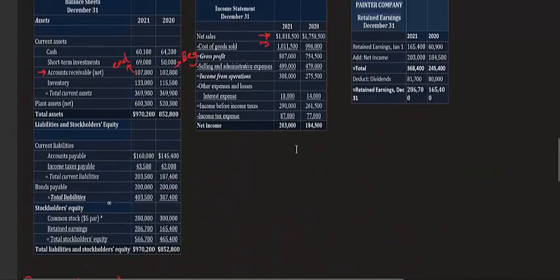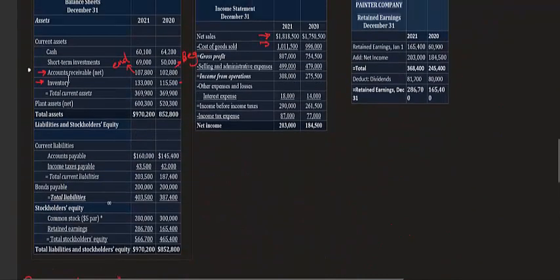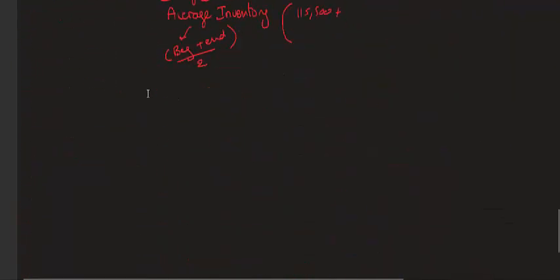So the beginning inventory, we can see it here, 115,500, plus the ending 133, divided by 2, equal.